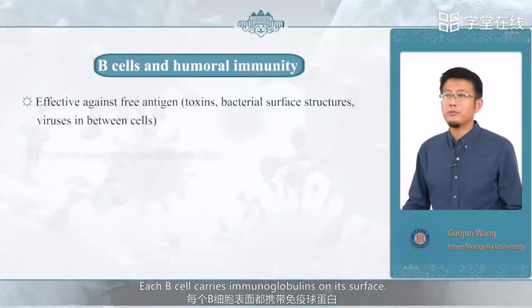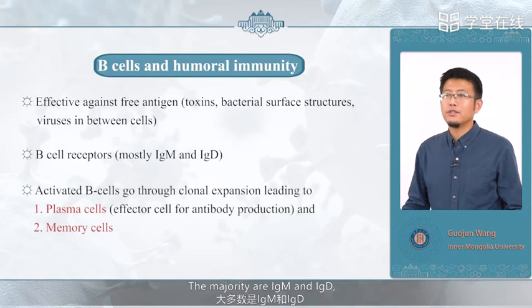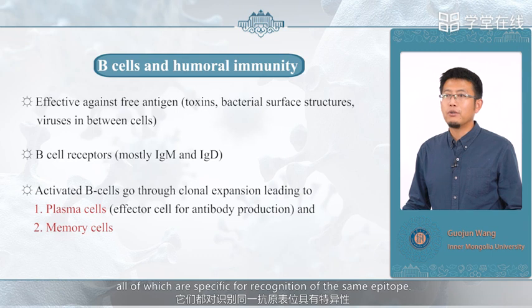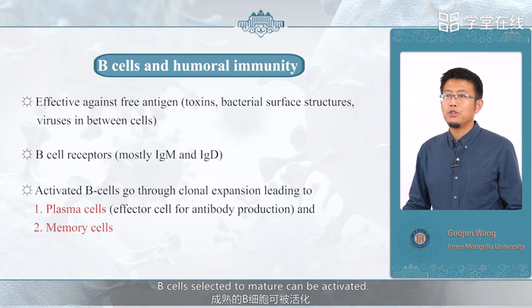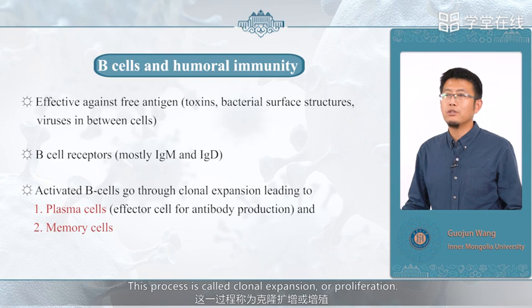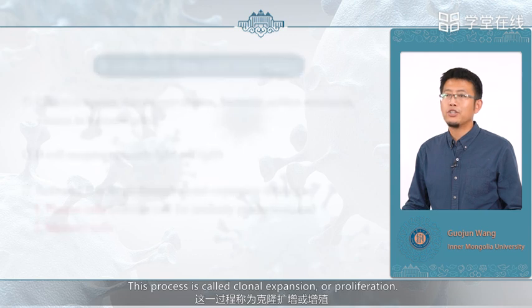Each B cell carries immunoglobulins on its surface. The majority are IgM and IgD, all of which are specific for recognition of the same epitope. B cells selected to mature can be activated. This allows activated B cells to produce plasma cells and make antibodies as well as memory cells. This process is called clonal expansion or proliferation.